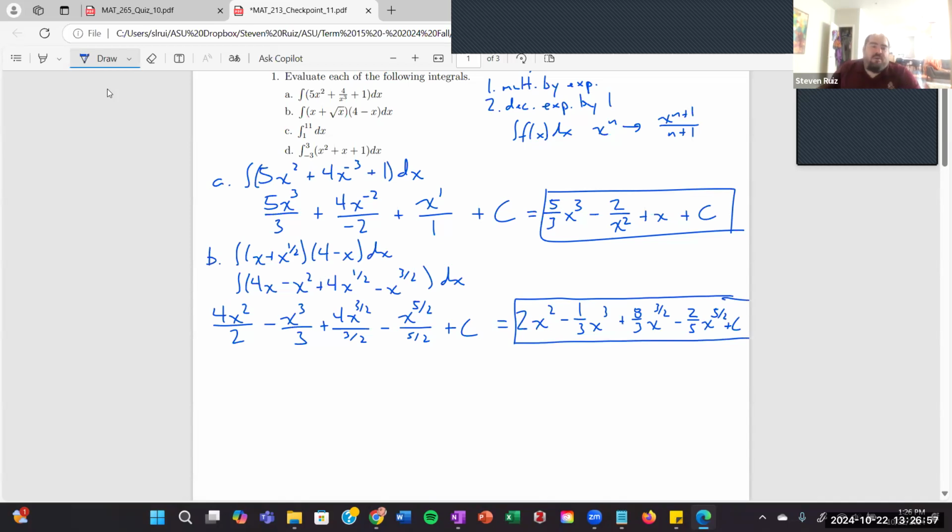All right, part C. Part C is, what am I integrating there? There's nothing there. So first of all, this is a definite integral. And what tells you that is that I have limits of integration here. But it looks like there's no function to integrate.